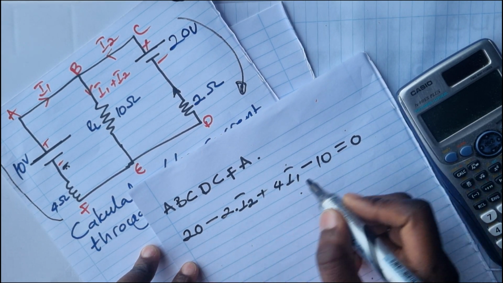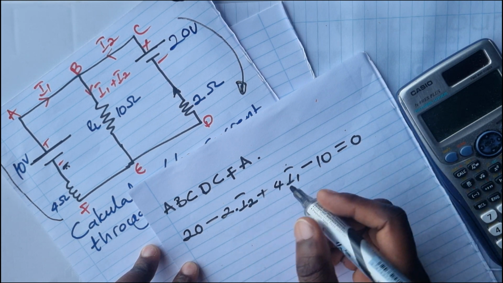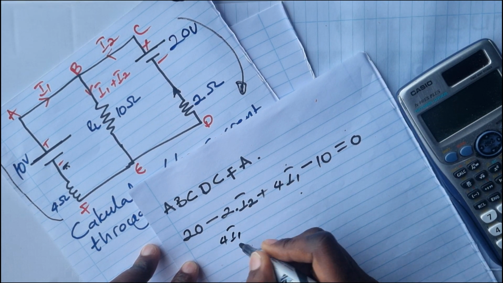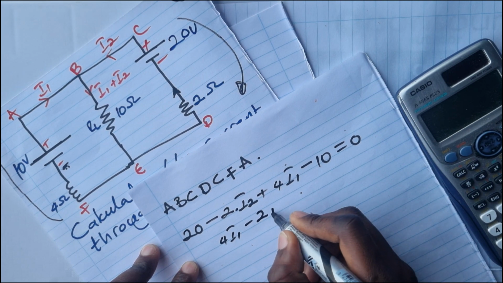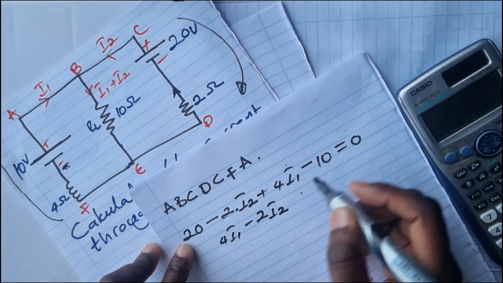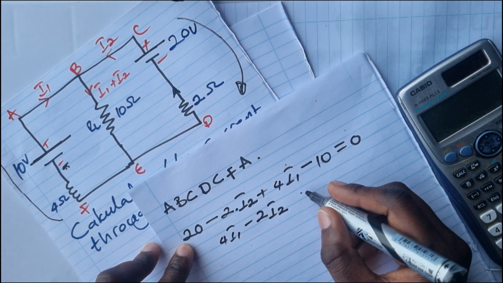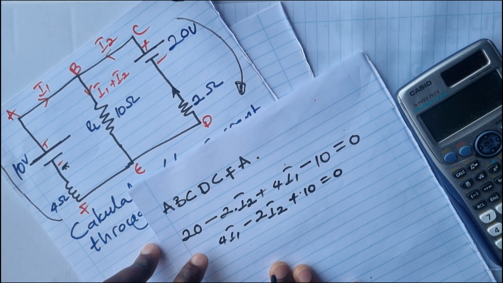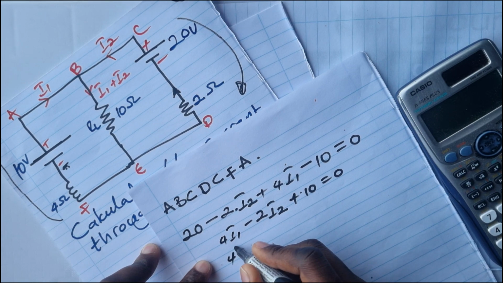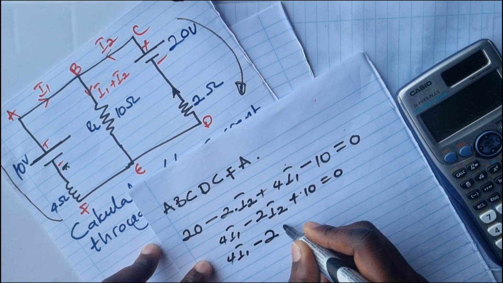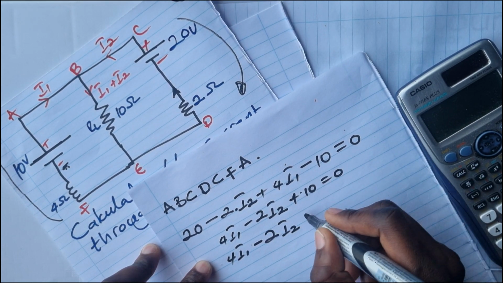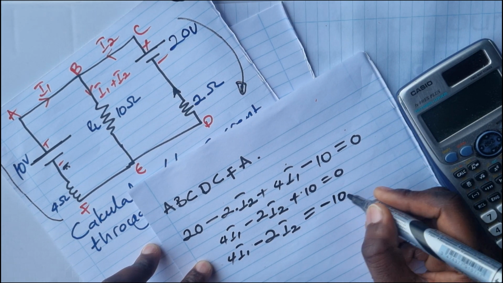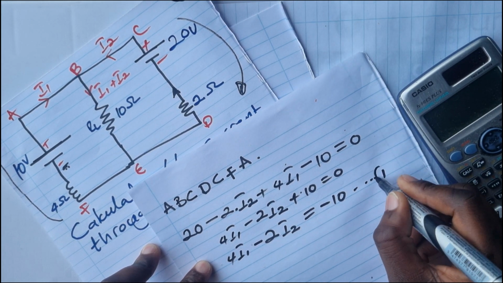So to simplify, we have 4I1, which is positive, minus 2I2. And then we're going to have 20 minus 10, so plus 10 is equal to 0. And then minus 2I2, we take this 10 to the other side, it's going to be minus 10. This is equation 1.